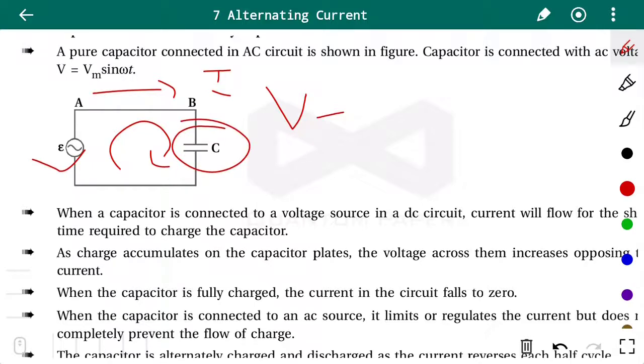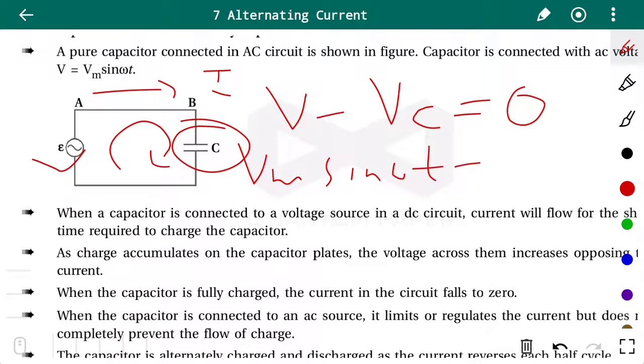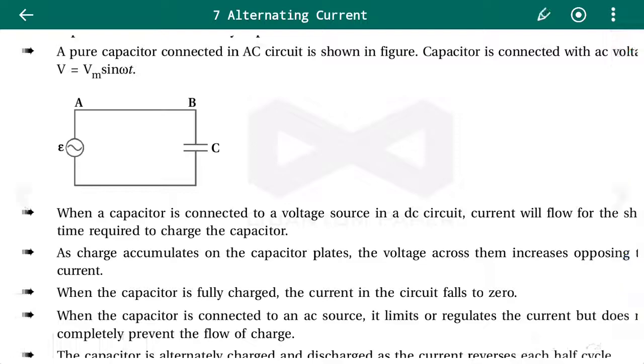After that we have the capacitor. So the voltage developed across the capacitor is Vc. Now the circuit is completed, so it is equal to 0. So V minus Vc equals 0. Now we know that AC voltage V equals Vm sin omega t, minus Vc, the voltage developed across the capacitor, which equals Q by C. So we got this equation for the circuit: Vm sin omega t minus Q by C equals 0.